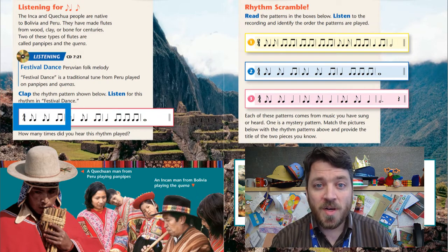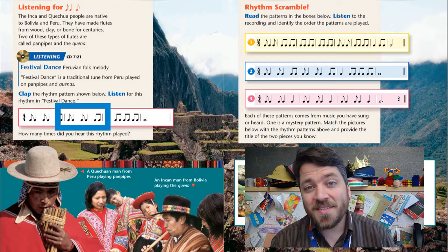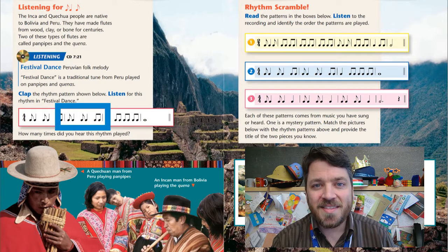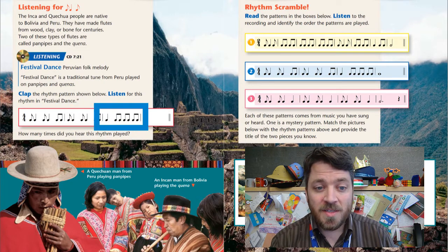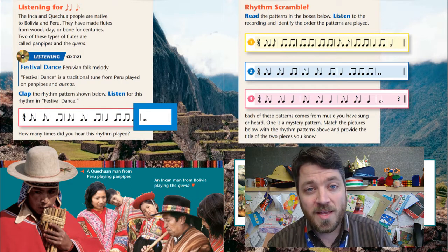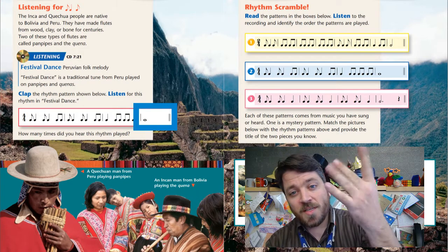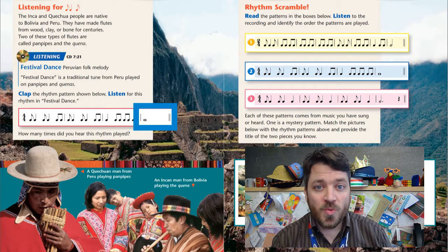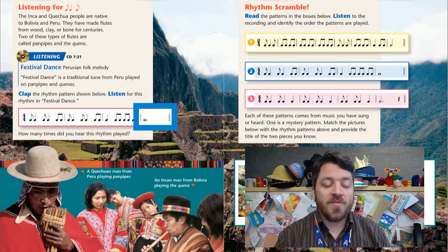Let's try that together. One, two, ready, go. Ti-ta, ti-ta, ti-ti. Okay, and the next part is the same thing again. Ti-ta, ti-ta, ti-ti. And the next measure is ta, ti-ti, ti-ti, ti-ti. And finally, we have a whole note at the end, which is four beats long. And so we'll just say one, two, three, four, to hold that one for four beats.